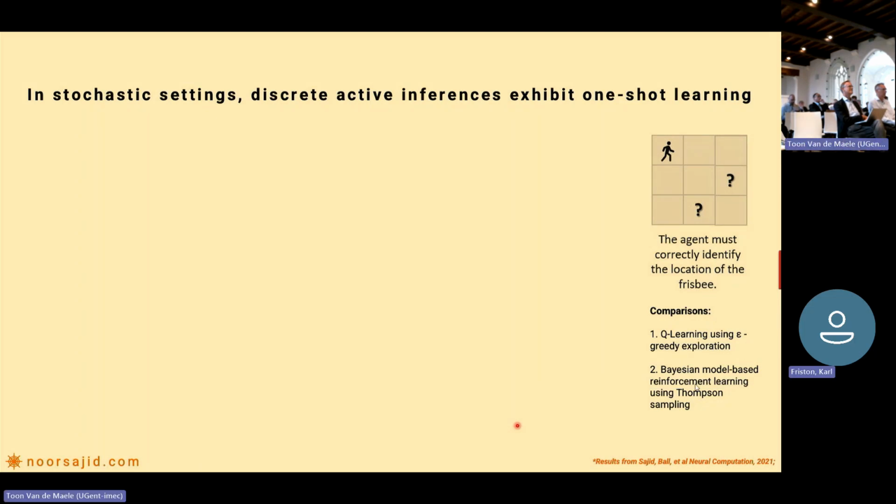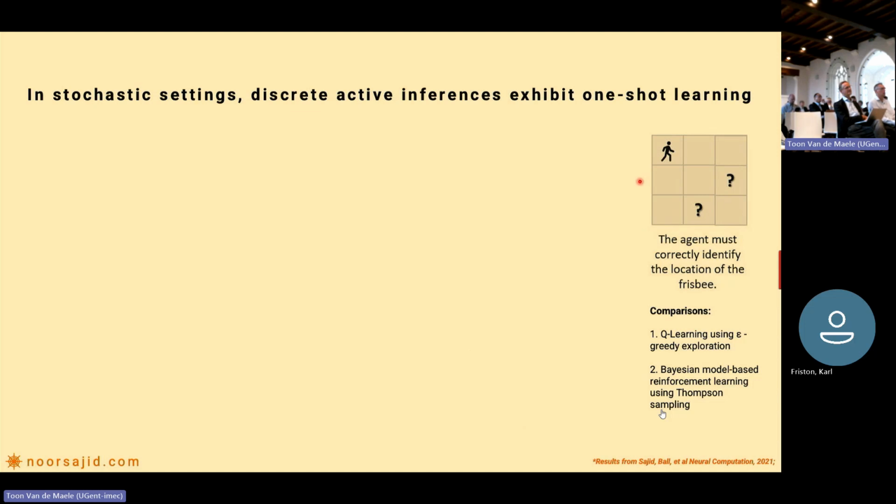have really nice properties when agents are operating in stochastic environments. So one thing we did at the start of my PhD was look at the discrete active inference framework and try and see how, when you go from a deterministic setting to a stochastic setting, the behavior might change. So we evaluated this in a modified frozen lake environment.